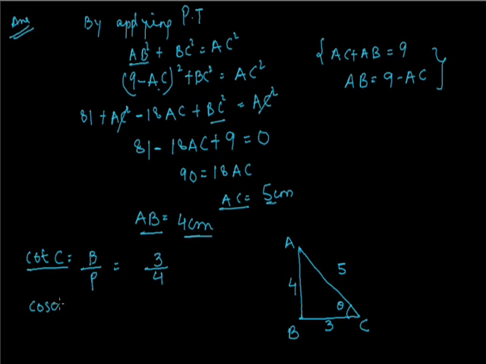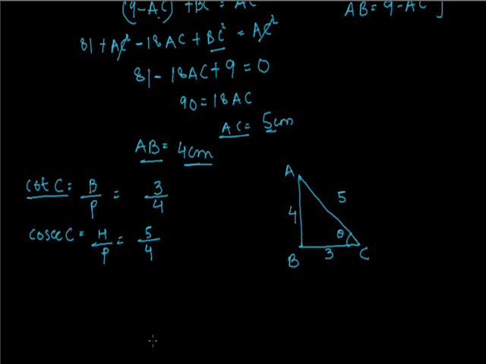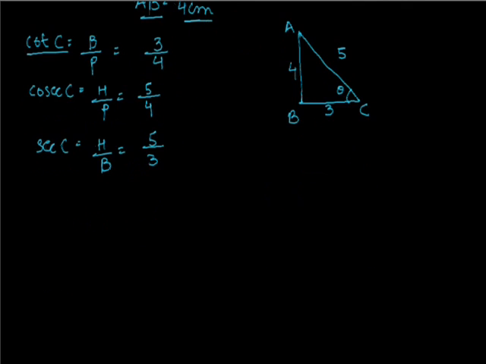Now I have to calculate cosec C. For cosec C, as sine is equal to P by H, this will be H by P. H is 5 and perpendicular is 4. Next I have to calculate the value of sec C. As cos is base upon hypotenuse, this will be hypotenuse upon base. Hypotenuse is 5 and base is 3. Hence we have calculated the whole values.